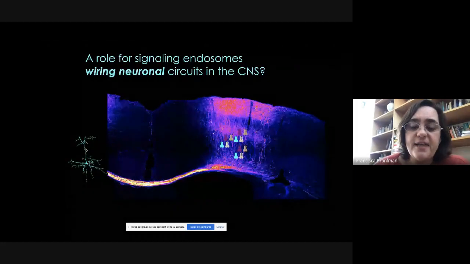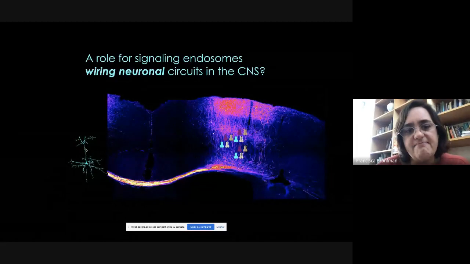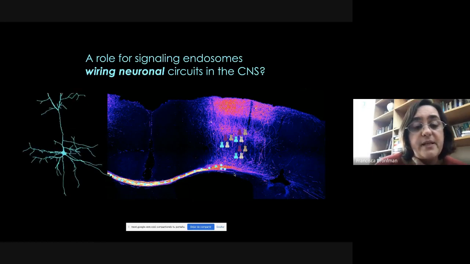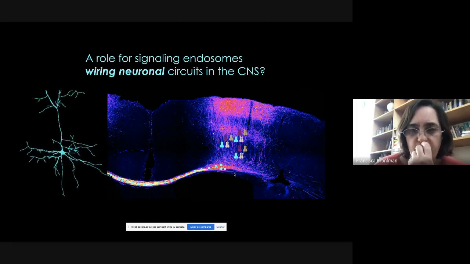So finally, I think our results shed light on whether there is a signaling role in wiring neuronal circuits in the CNS. And we think that we have given in vitro evidence, and of course we will have to develop this further to give in vivo evidence that when axons in the CNS see neurotrophins, it triggers a signaling pathway that can reach the cell body and regulate neuronal morphology.